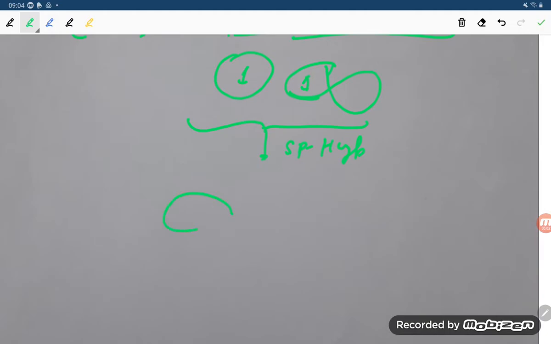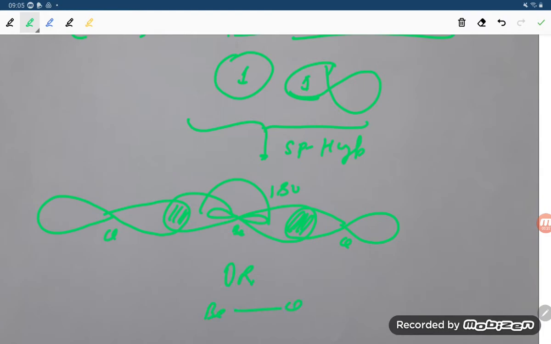After sp hybridization, they form two orbitals in a linear shape, with which the chlorine atoms get attached. The chlorine atom has a p orbital which gets attached. This is beryllium, this is chlorine, and on this side again chlorine. So this is the structure of BeCl2 and the bond angle is 180 degrees.